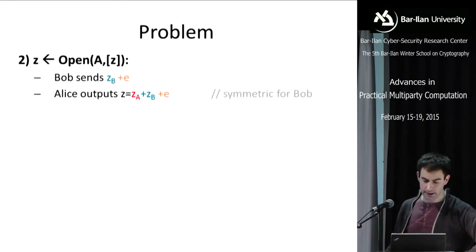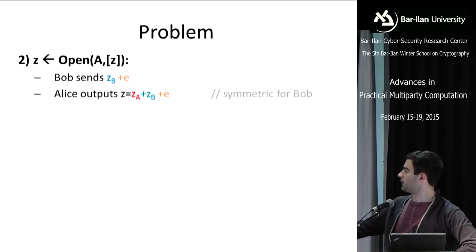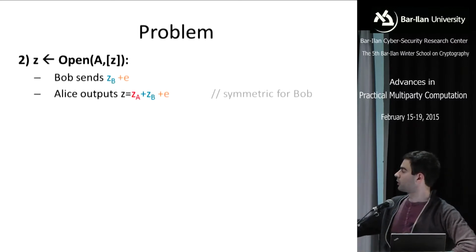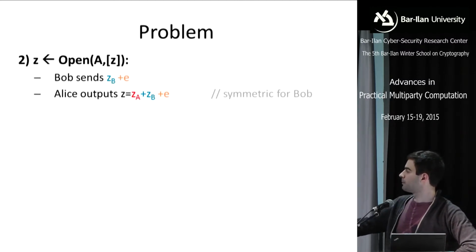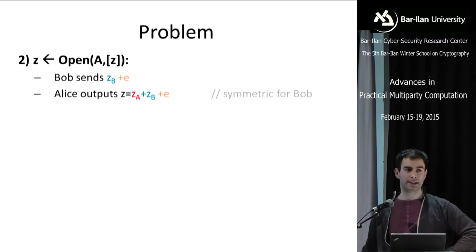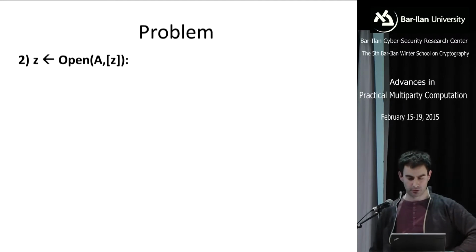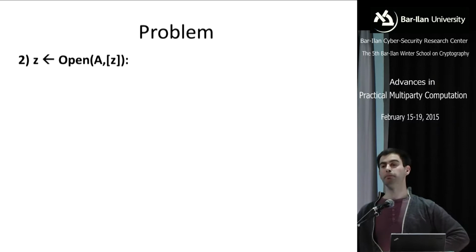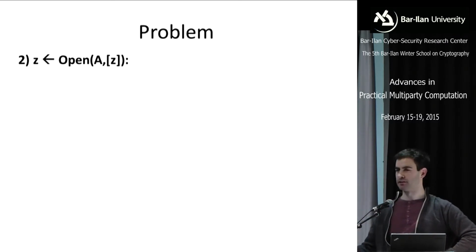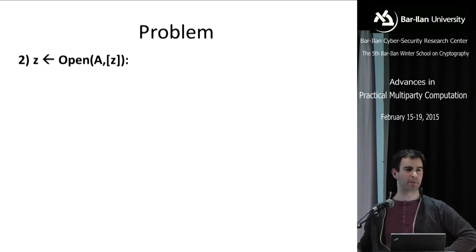So let's look at it again. When you do an open, the protocol says that Bob should send his share ZB to Alice, and then Alice should output the sum of the two. Of course, if Bob is corrupted, he can add some error here, which would propagate to the output that Alice outputs, which is of course really bad. So how do we fix this? We use MACs. I only know two tricks, so this lecture is going to be very repetitive.